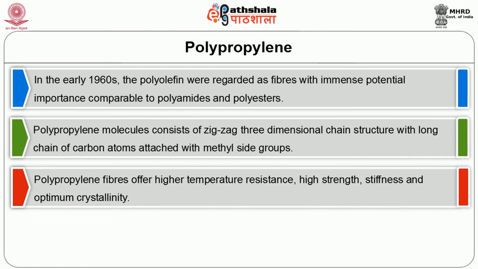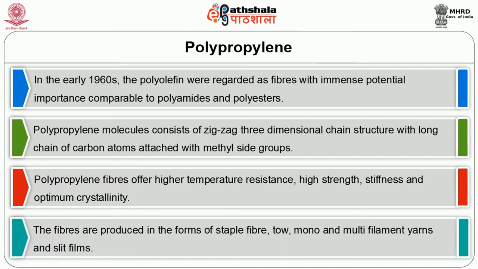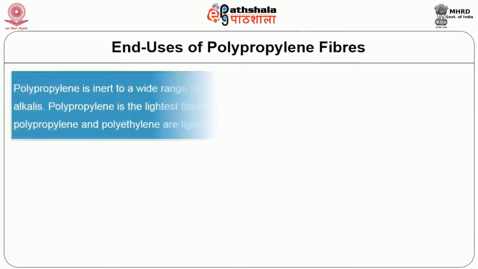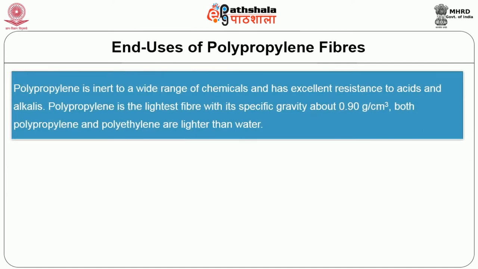Polypropylene fibers offer higher temperature resistance, high strength, stiffness, and optimum crystallinity. The spinning and processing conditions have a great influence on fiber properties. The fibers are produced in the form of staple fiber, tow, mono and multifilament yarns and slit films. Polypropylene is inert to a wide range of chemicals and has excellent resistance to acids and alkalis.